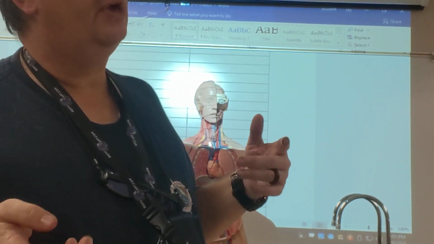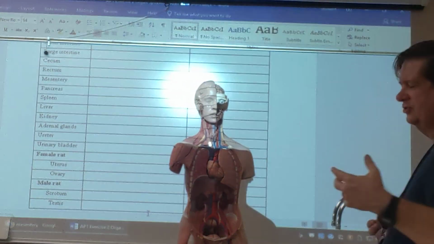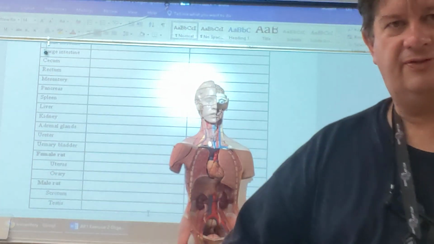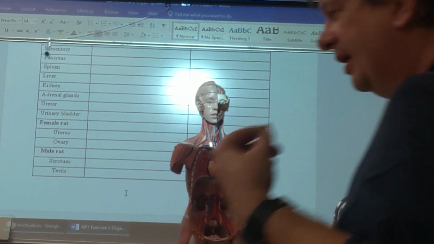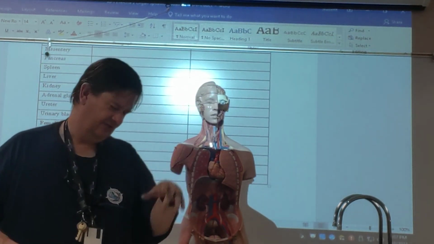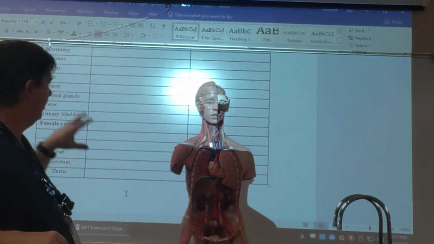Fancy word you might need eventually in medicine, micturition is production of urine. Is that correct? I think micturition might be the voiding of urine. Let's check and find out. I don't want to give you guys the wrong information. Be right back. Okay, micturition is the release of urine, not the making of urine in the kidneys. Glad I double checked.